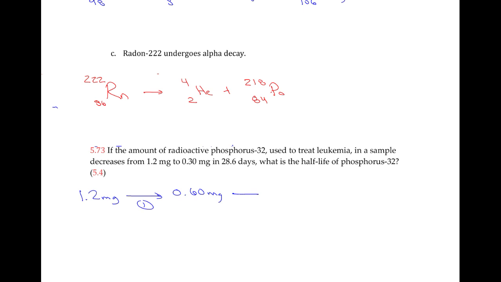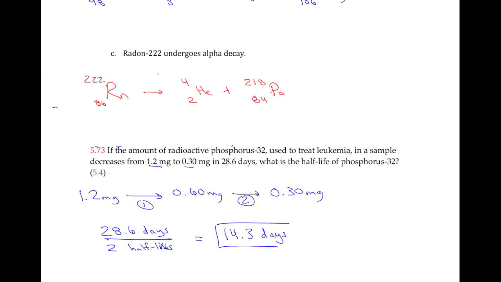And if I divide 0.60 by 2, I end up with 0.30 milligrams. So this is what the question's asking. I'm going from 1.2 to 0.30. So this is my second half-life. So the answer is that in the total amount of time, 28.6 days, I underwent 2 half-lives. If I divide that number by 2, I end up with 14.3 days. So that is the amount of time it took for the original sample to decompose by half.